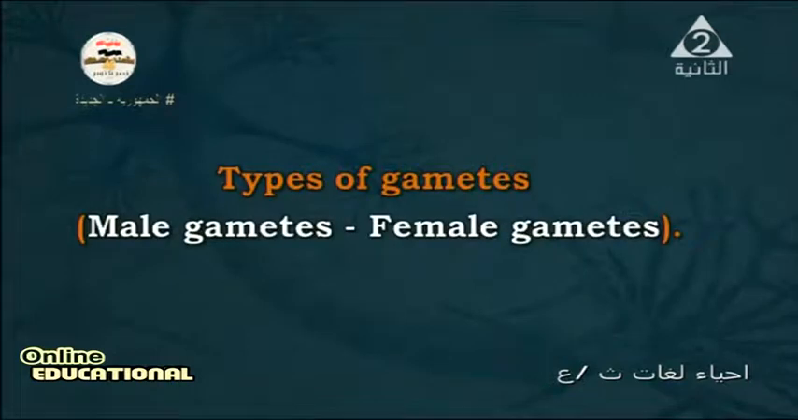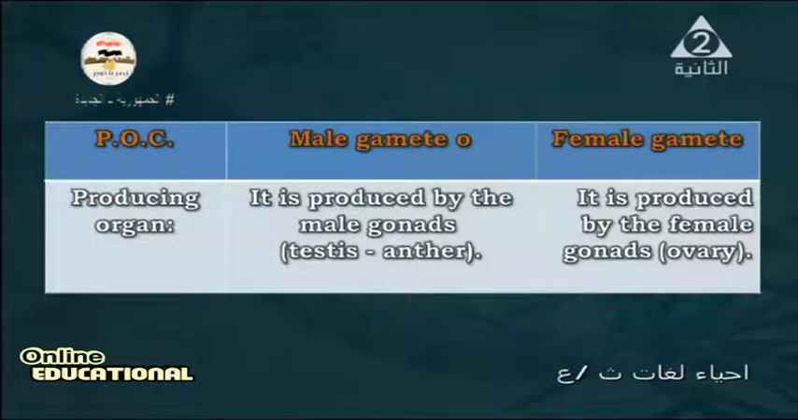Types of gametes. There are two types of gametes, male gametes and female gametes. We describe them. What is the organ which produces the male gametes? Testes in animals and humans, but anther in the plant. While for the female gametes, the name is the same in plant, animal and human. What is the female gonad? Ovary. Ovary produces ovum. Testes produce sperm. Anther produces pollen grains.